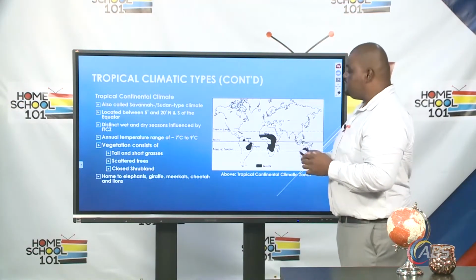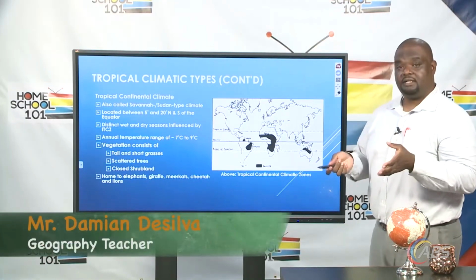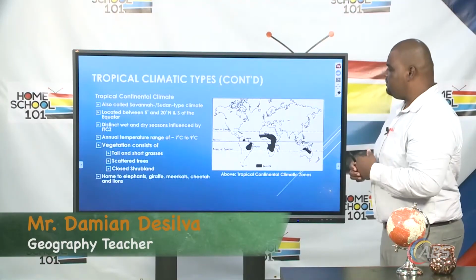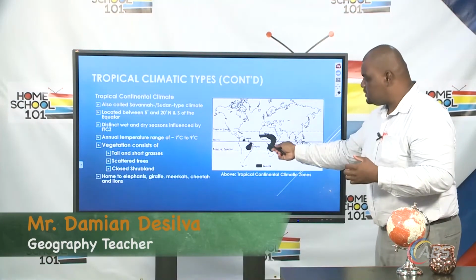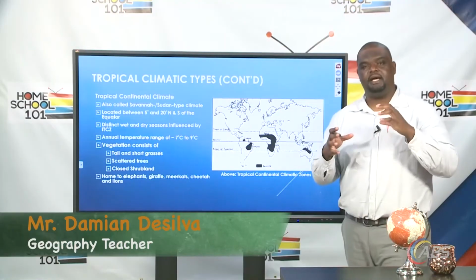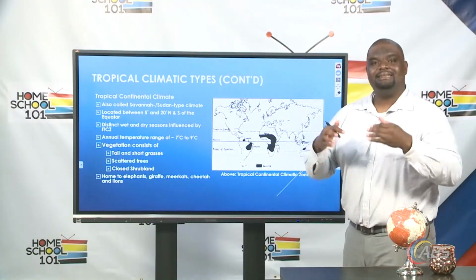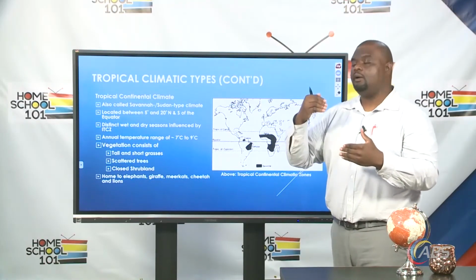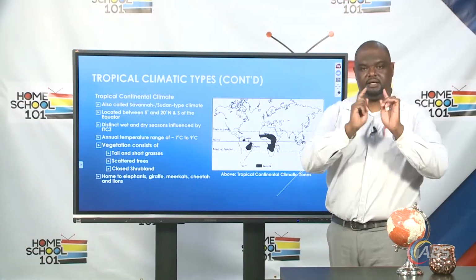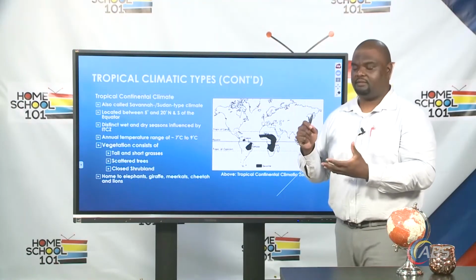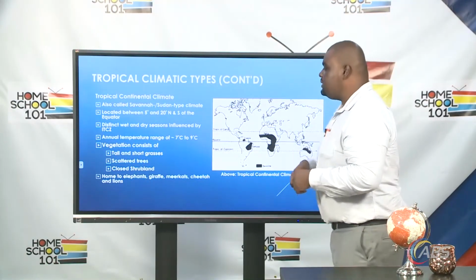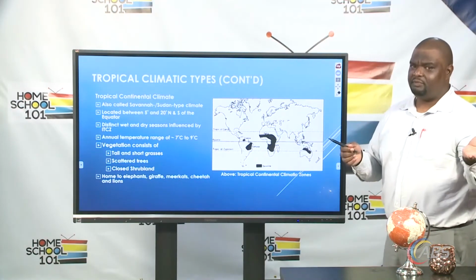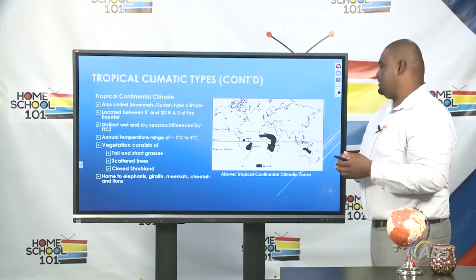All right, so the vegetation: tall and short grasses, scattered trees, and closed shrubland. Not quite forest, but there's a fair amount of woodland in those wetter areas that are closer to the equator. Another rule for you to keep in mind is that the closer you are to the equator, typically the distribution of rainfall is more even and more abundant in the tropical zone, because there are other variances outside of the tropics. These areas are homes to elephants, giraffe, meerkat, Timon from Lion King, cheetah, and lions.